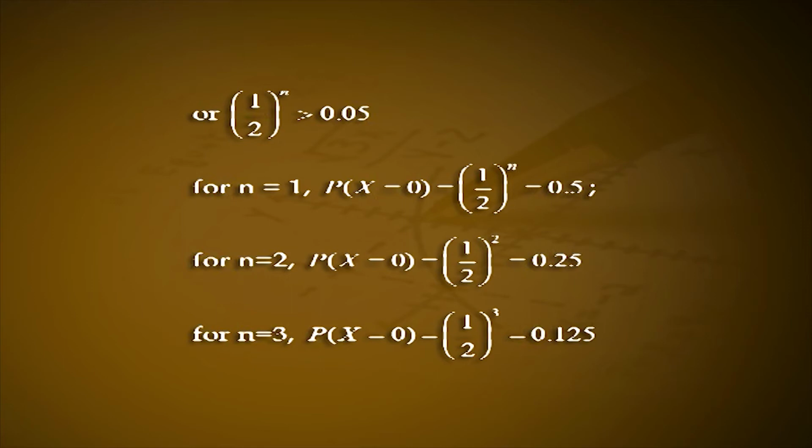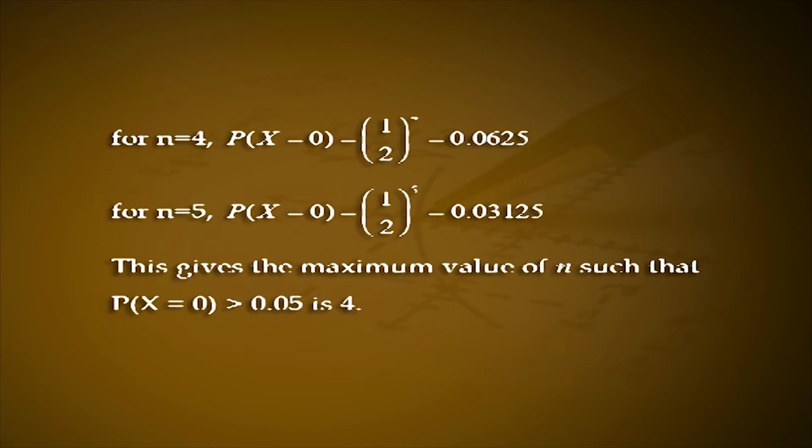For n equal to 2, P(x = 0) equal to (1/2)², that is equal to 0.25. For n equal to 3, P(x = 0) equal to (1/2)³, that is 0.125. For n equal to 4, P(x = 0) is (1/2)^4, that is equal to 0.0625. And for n equal to 5, P(x = 0) equal to (1/2)^5, that is equal to 0.03125.